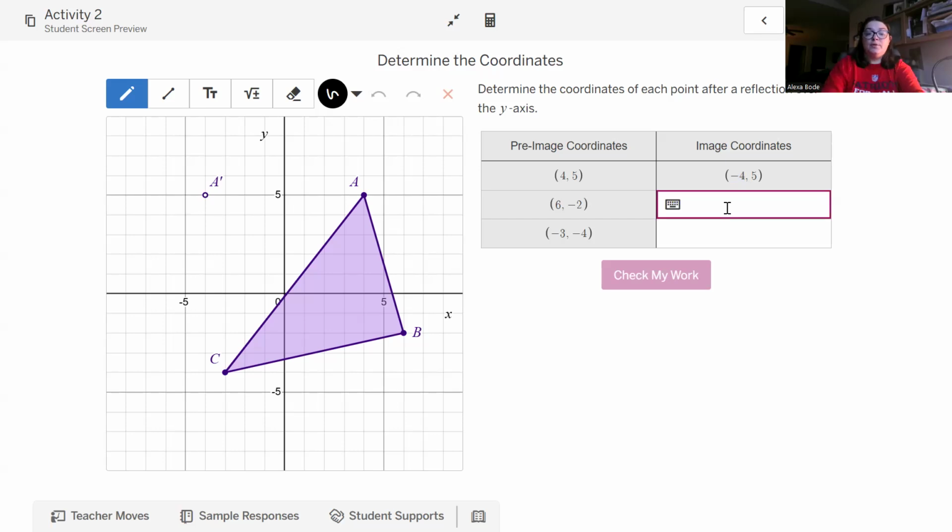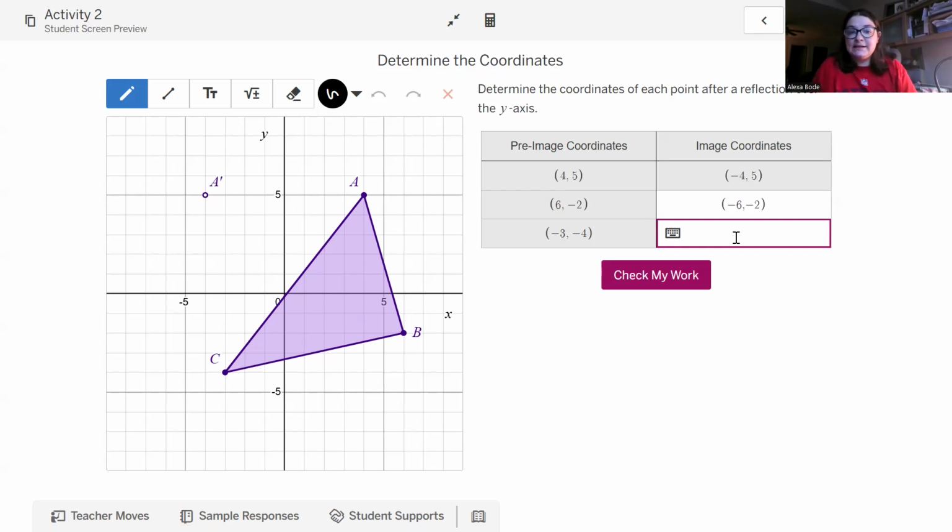So for our second point, 6 comma -2, our x value, 6, has become its opposite. So +6 will become -6. And our y value stays the same. So -2 will just stay -2.